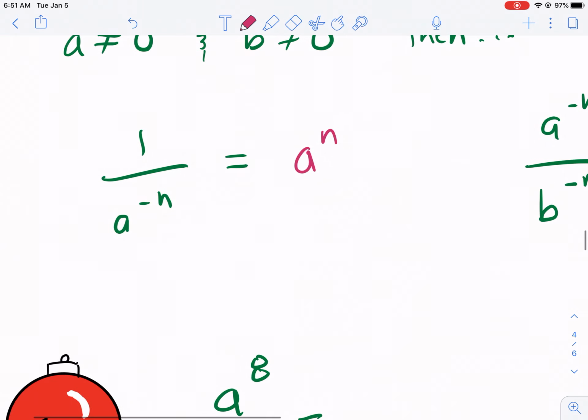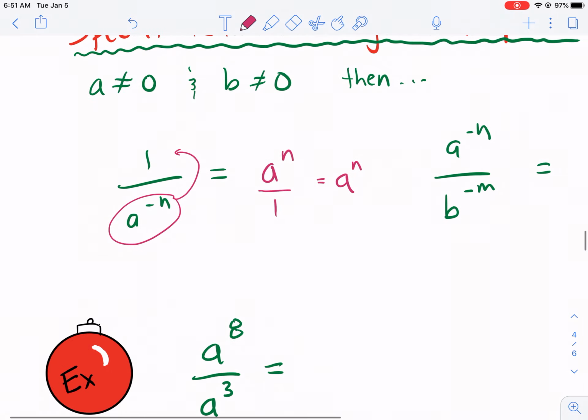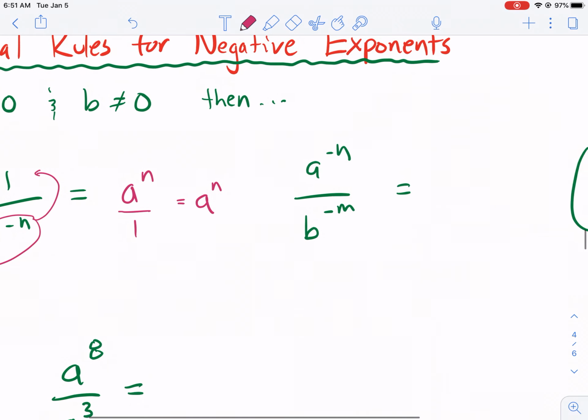Okay? Now, this is one of the keys, one of the tricks I was talking about. Anytime you have a negative exponent in the bottom, it essentially moves to the numerator. So if you want, think of this as a to the n over 1, or just a to the n. Okay? But it moves to the numerator. If it's in the bottom and it's a negative exponent, it goes to the top. If it's in the top and it's a negative exponent, it goes to the bottom.